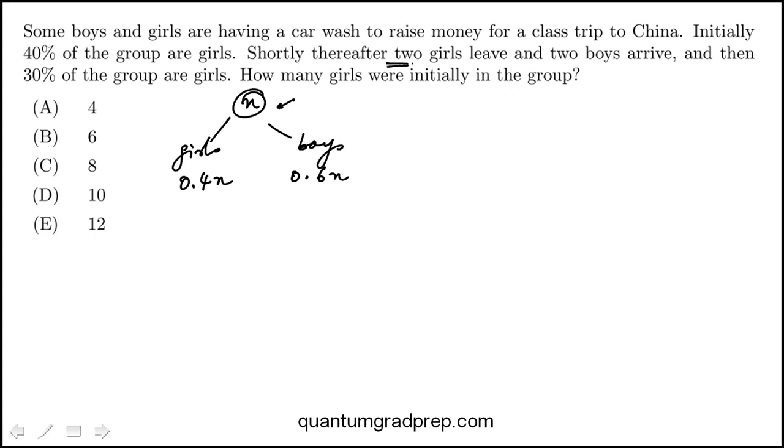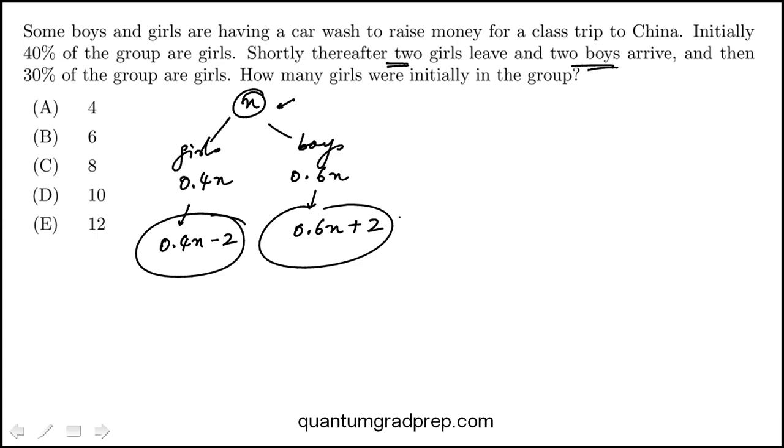And we are given the scenario where 2 girls leave, which means now we have 0.4n minus 2. That's the number of girls. And the number of boys goes up by 2, because they tell us 2 boys arrived. And we're told that out of this new total, which actually stays at n, because 2 girls left and 2 boys arrived, 30% of the group are girls. That means this quantity is 0.3n.